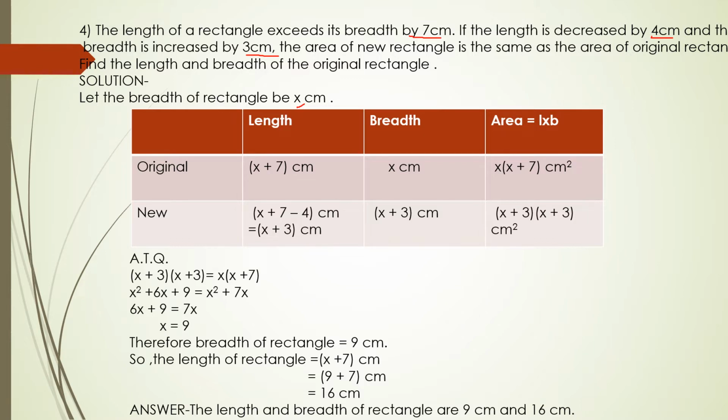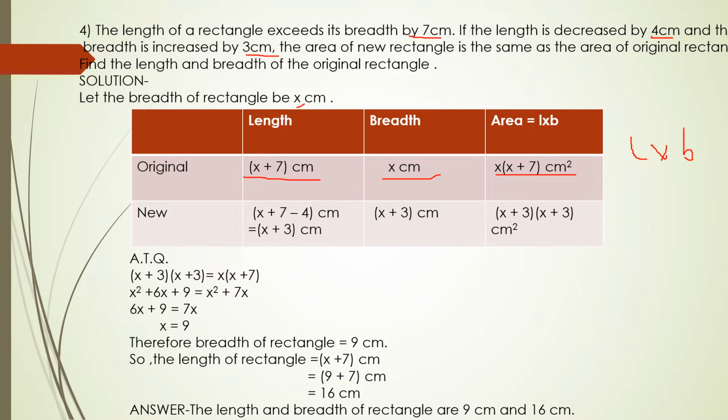4 columns are there, in which the first one I have written original and new. The second one length, then breadth, then area. And you know that the area of a rectangle is length into breadth. Original breadth we have taken as x centimeter. So original length would be x plus 7 centimeter because it exceeds the breadth by 7. So the original area is x into x plus 7 centimeter square.